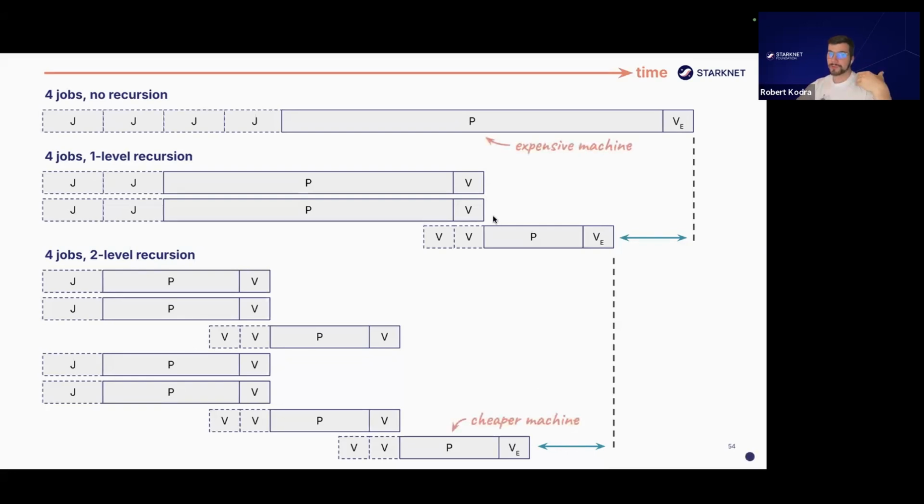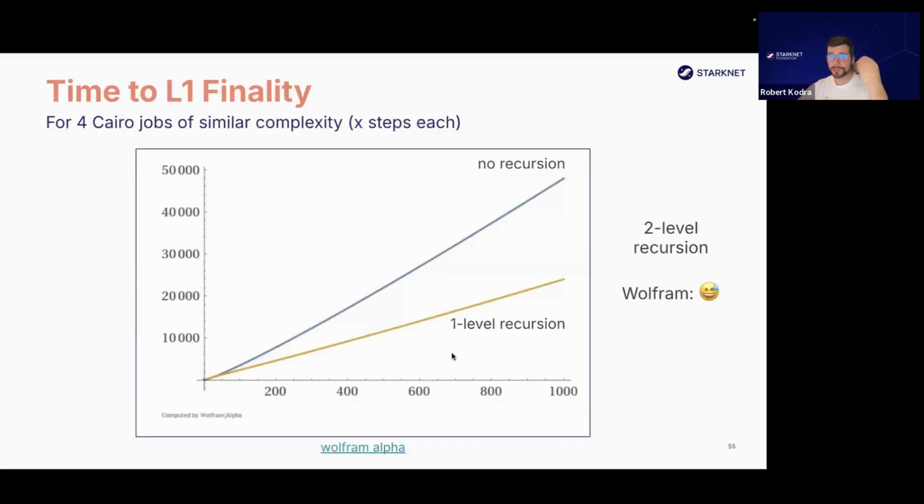So with no recursion, you have quite an expensive machine that has to do all the work. But with more levels of recursion, you can see that the amount of work done by these machines is actually much less. So this means that you're able to run even cheaper machines to actually create these validity proofs. So this also saves a lot of cost in machine specification.